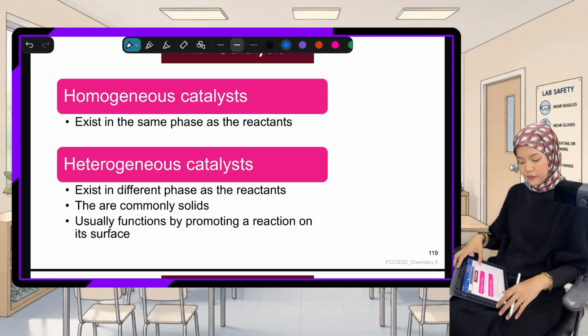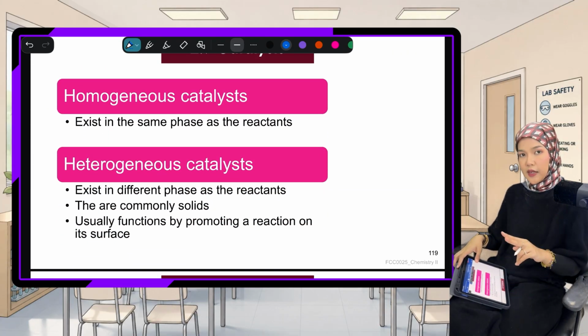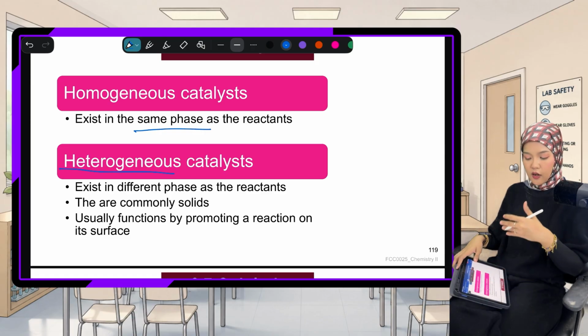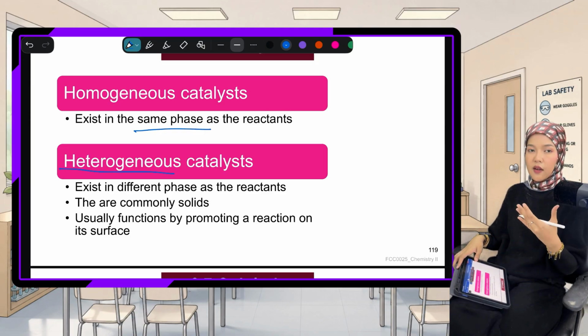You can have two types of catalysts. One is homogeneous, meaning they are in the same phase as the reactants, or you can have heterogeneous, in which the catalysts are in a different phase from the reactants.